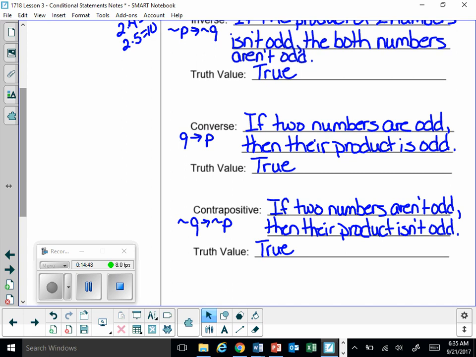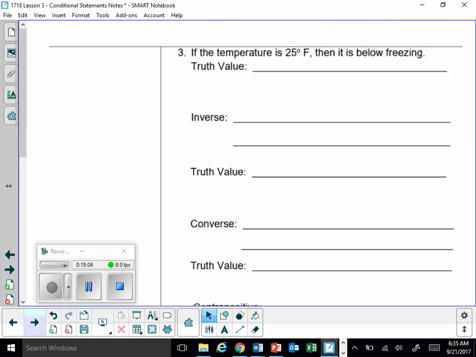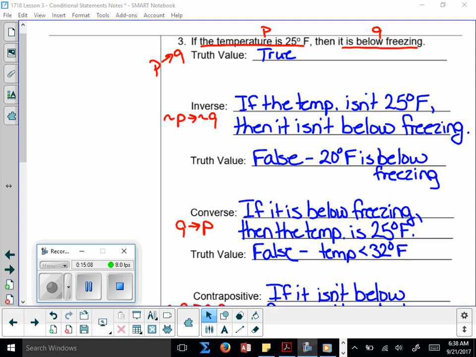This kind of statement where all 4 basic types of conditional statements are true has a very special name, and we'll do that in the next lesson. It's called biconditional. Let's look at one more example. I want you to try number 3 on your own. Pause your video. Alrighty, let's check these real quick.